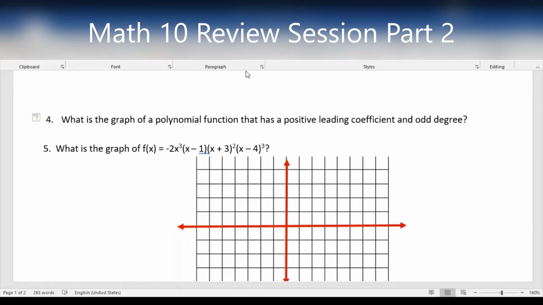So hindi ko na susulat. You have this, ayan o, leading coefficient, positive odd siya. Positive odd, we had rule here that if the leading coefficient is positive and the exponent is odd number, then it's what? Positive odd, it's down, up.